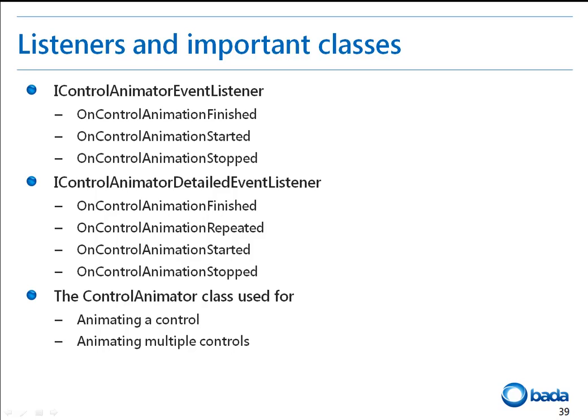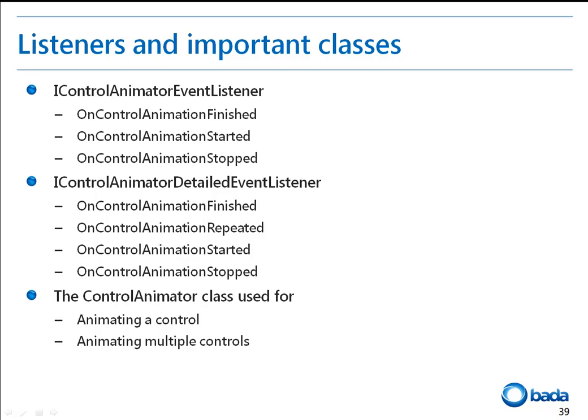Similarly, iControl Animator Detailed Event Listener is the listener interface for receiving detailed control animator events, and it can be registered using the Add Detailed Control Animator Event Listener method. Common callbacks are onControl Animation Finished, onControl Animation Started, and onControl Animation Stopped. And the iControl Animator Detailed Event Listener has an extra callback, onControl Animation Repeated.